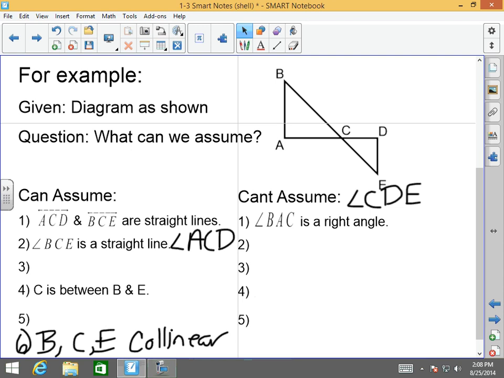Just another question: why do you call it angle BCD instead of line segment? Because a straight line can be a straight line or a straight angle. Thank you so much. No, thank you. That's what learning's all about. What else, guys? What else can we assume? A, C, and D are collinear as well. Yes, yes, yes. Okay.